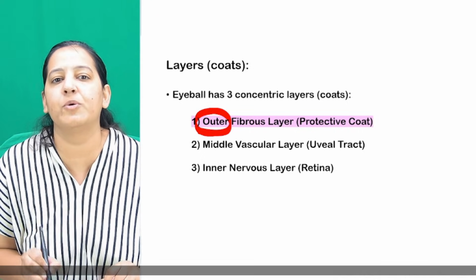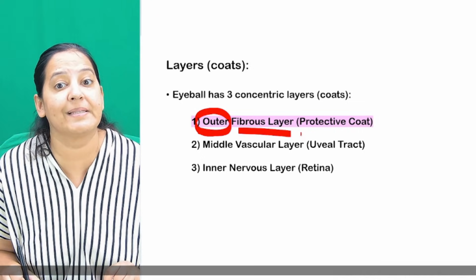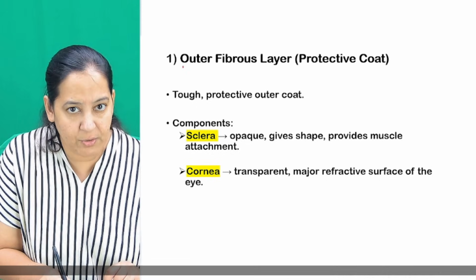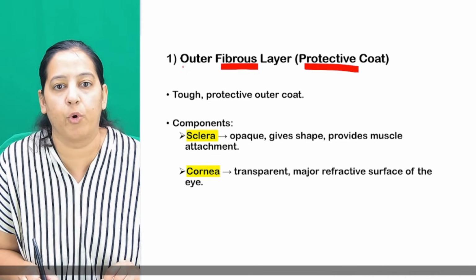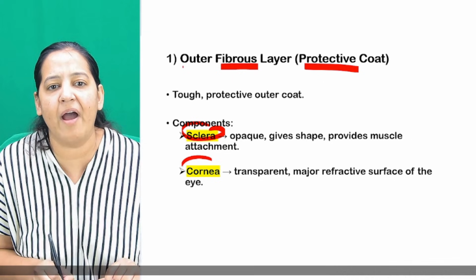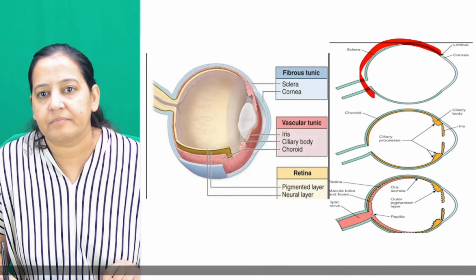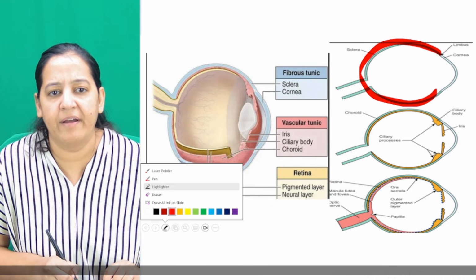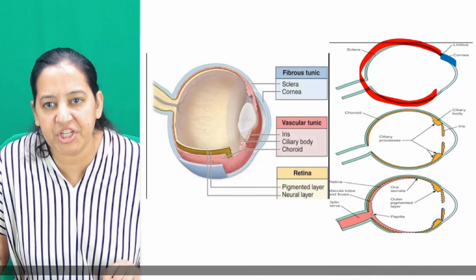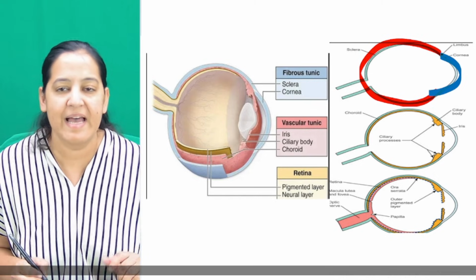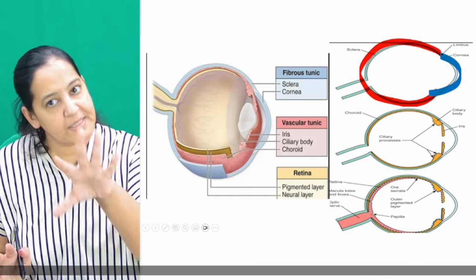Let's take the outermost layer. The outermost layer is fibrous layer, also known as protective coat. It is having two things, sclera and cornea. Appreciate. So this is complete sclera. This is sclera and this is cornea. The junction of sclera and cornea is known as limbus. I guess this you already know. So this is the outermost layer.